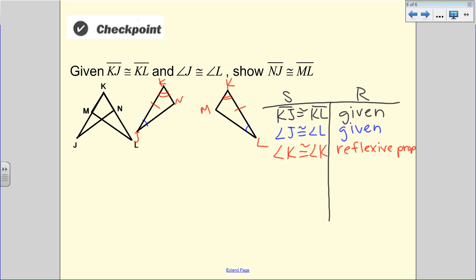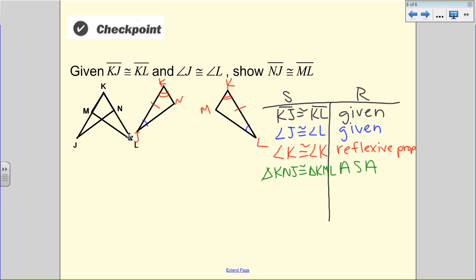Well, when we look at this, I have a side and two angles. So I have to decide is it angle, side, angle, or angle, angle, side. Well, the side is connecting the two angles. So it's angle, side, angle. So I've proven my two triangles congruent. So I have triangle KNJ is congruent to triangle KML. Remember, we have to have corresponding parts listed. So because J and L were congruent, J and L are both listed last.